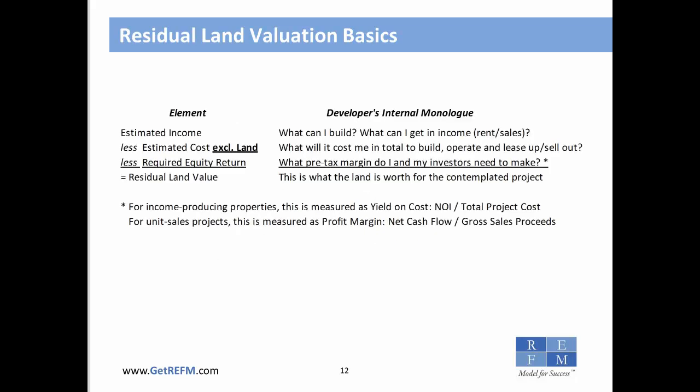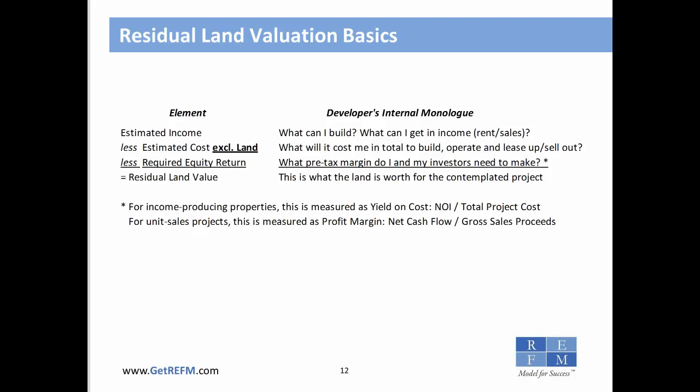Let's take a look at this in a little bit more detail and ask what the developer is really thinking in their head with respect to each of these elements. For the first element, income, the developer's internal monologue is saying, what can I build on the site and what can I generate in income? So it's either rents or sales if it's a housing development or a condominium building. When we take a look at backing out the cost, the question they're asking is, what will it cost me in total to build, operate, and lease up or sell out this building?